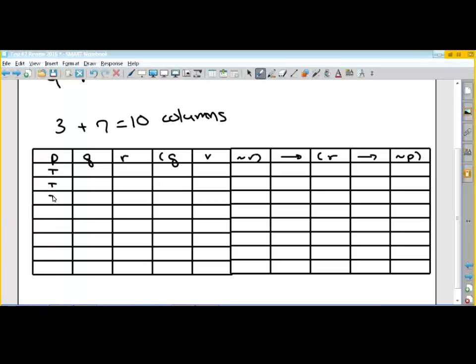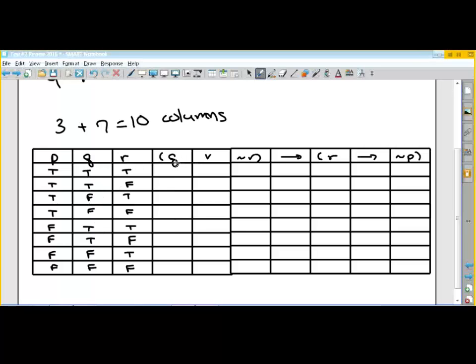Same as last time. True, true, true. False, false, false. True, true. False, false. True, true. False, false. And alternate. True, false, true, false, true, false, true, false. Okay, now fill these 3 columns in.